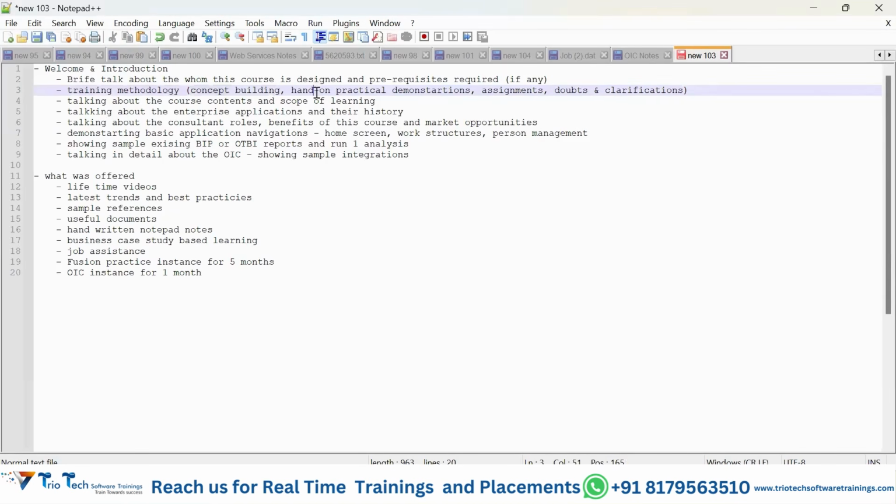We will emphasize that for every concept and every tool that we learn, we will have loads and loads of hands-on practical demonstrations. We will provide you assignments that you need to work on as an individual, and we will open sessions for your doubts and clarifications.